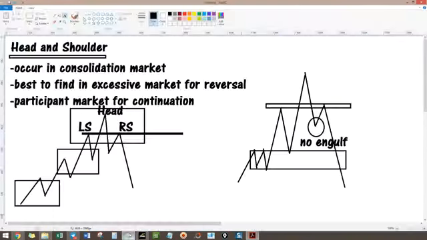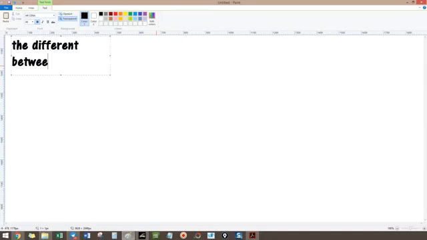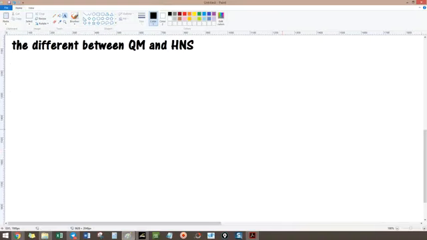Okay, so this is the difference between QM and HNS. The difference between QM and HNS. Yes, quick money, QM. Let me draw it first.